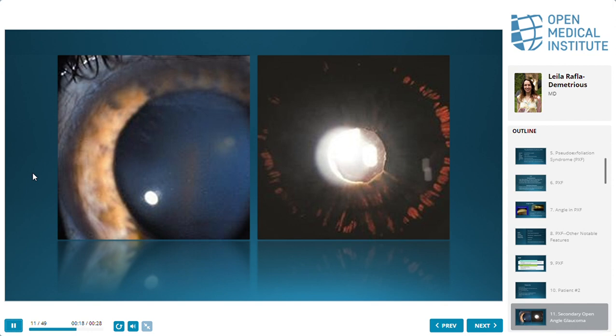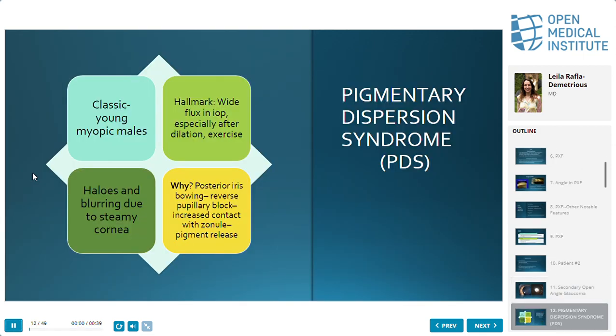So what do we think is going on? First of all, does anybody know the name, I'm sure you guys do, of this little corneal finding? Correct. And so what is this entity? Correct. Great. I don't know why I'm here. So, okay, this is pigmentary dispersion.